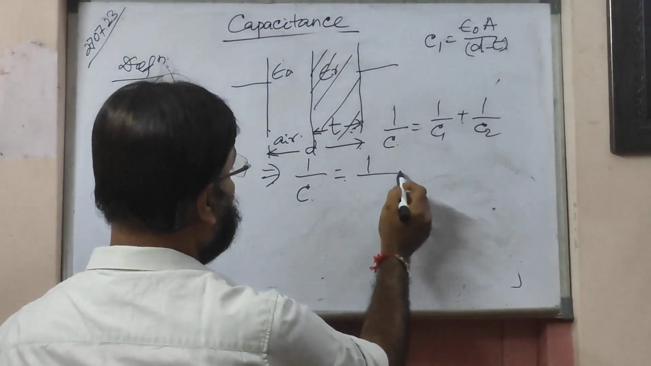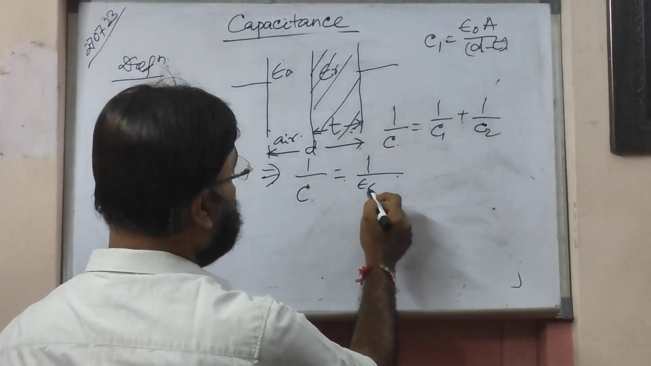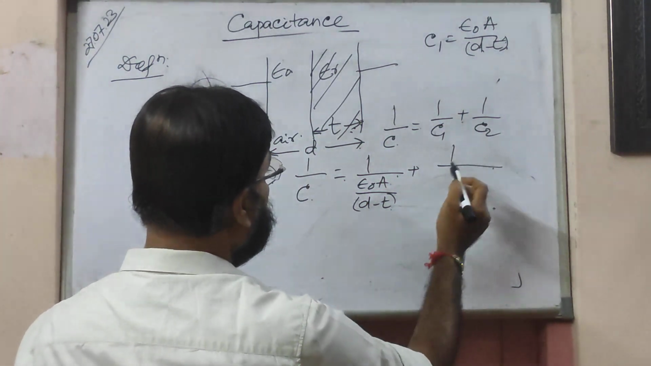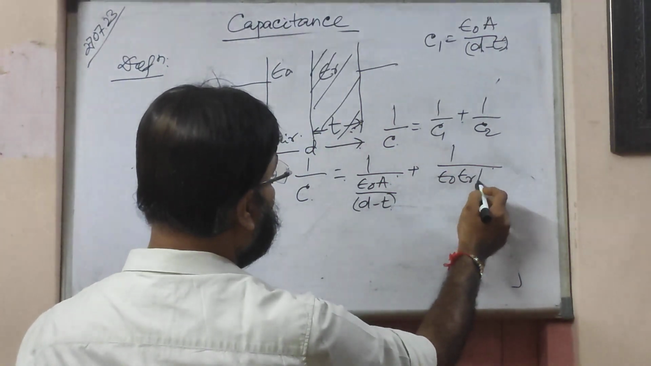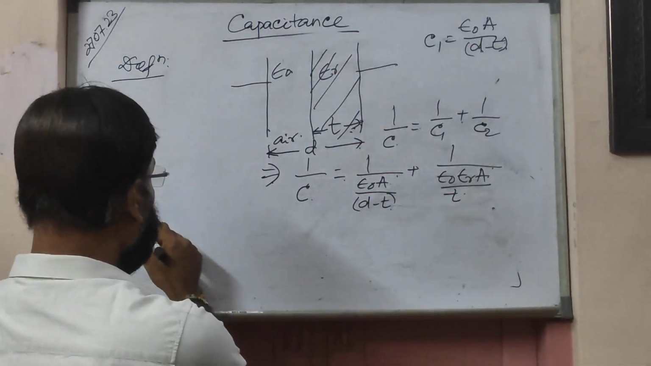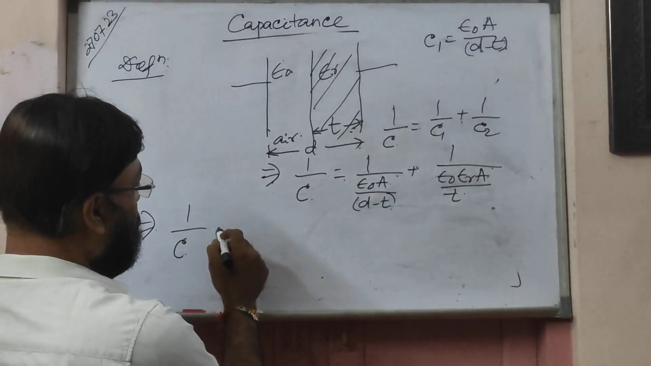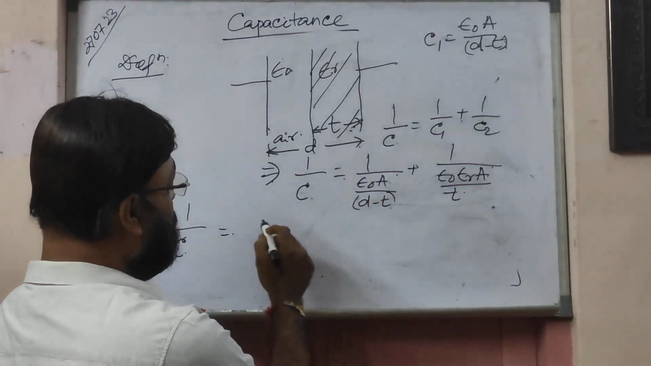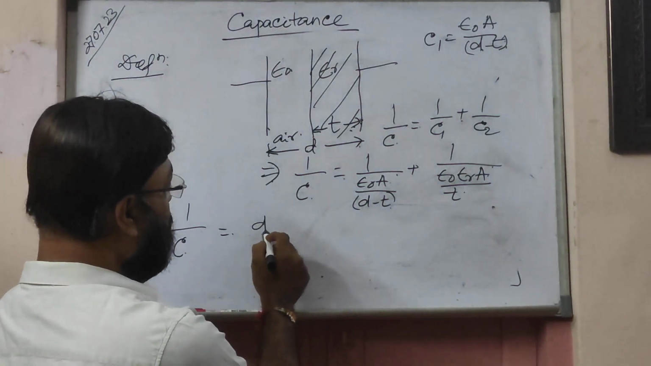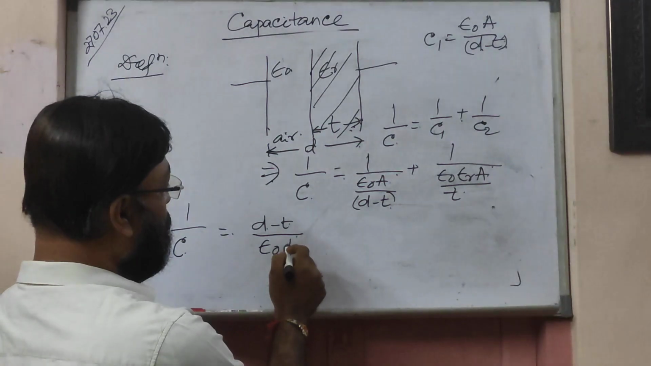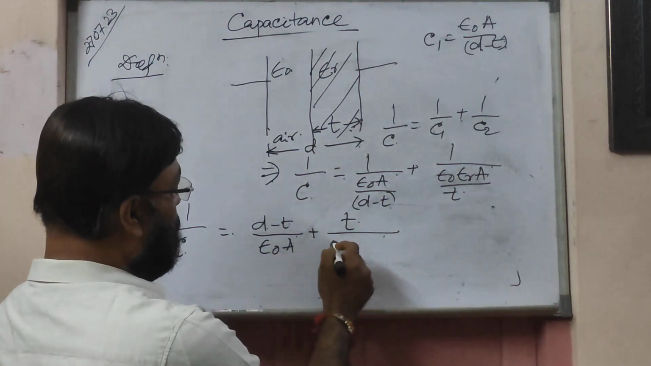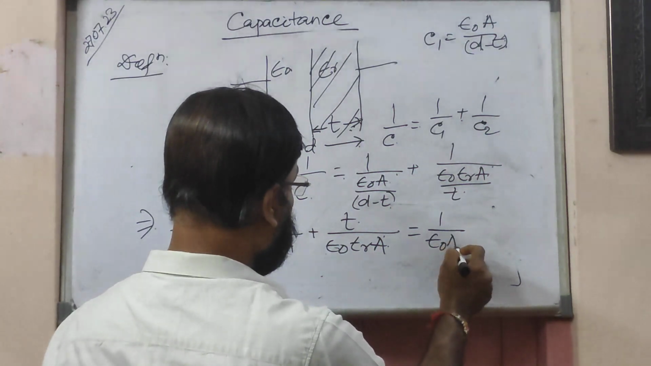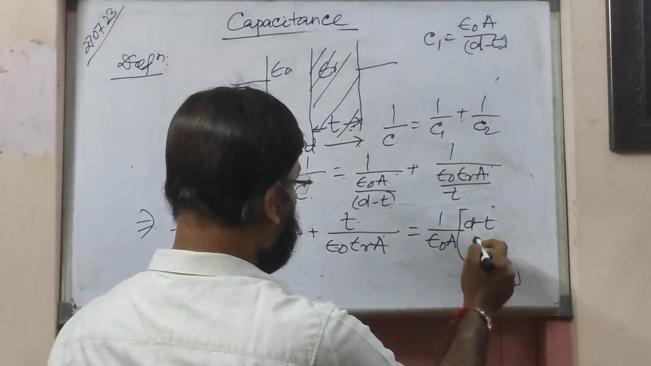So for 1 by C, C1 is equal to epsilon 0 into A divided by D minus T, plus 1 by C2, which is epsilon 0 into epsilon r into A divided by T. Now how to find the equivalent capacitance? 1 by C will be D minus T divided by epsilon 0 into A, plus T divided by epsilon 0 into epsilon r into A. So we can take common 1 by epsilon 0 A.